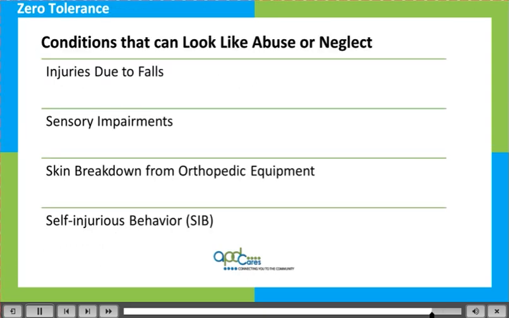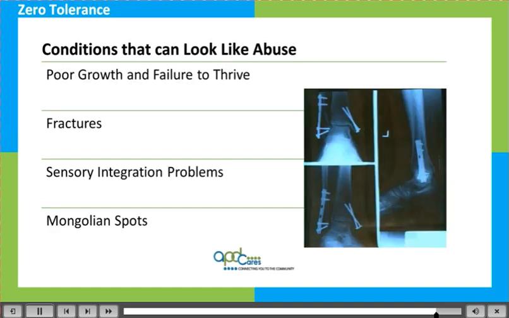Conditions of individuals with developmental disabilities that can look like abuse or neglect. There are a number of conditions that may lead you to incorrectly think that someone with a developmental disability has been abused or neglected. The most common conditions are listed. Injuries due to falls. Sensory impairments. Skin breakdown from orthopedic equipment. Self-injurious behavior, SIB. Poor growth and failure to thrive.